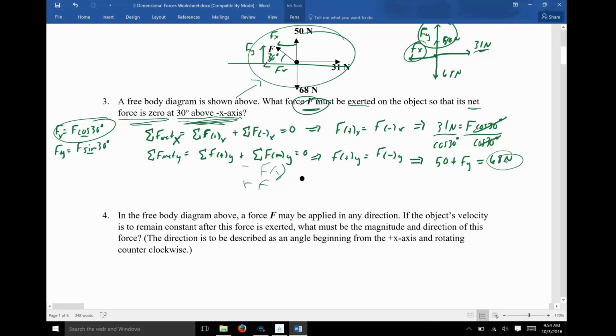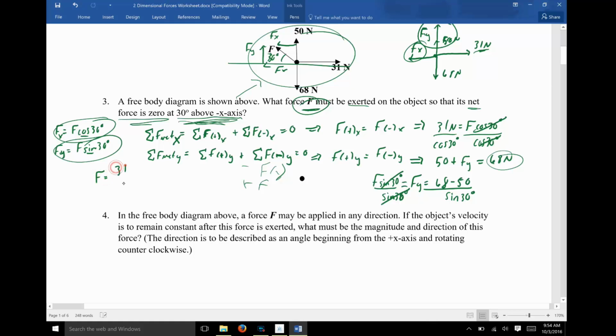Okay, so then F sub y is equal to 68 minus 50. But I also know that F sub y, according to their equation over here, is F sine 30 degrees. So I can divide by sine of 30 degrees, and that will also give me F. So I have two formulas for F that I can use to find it.